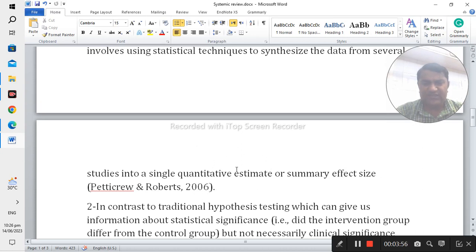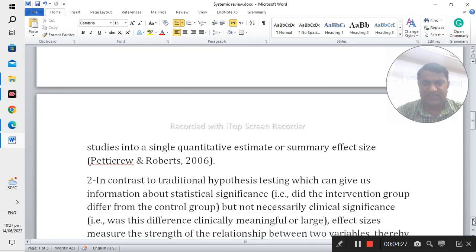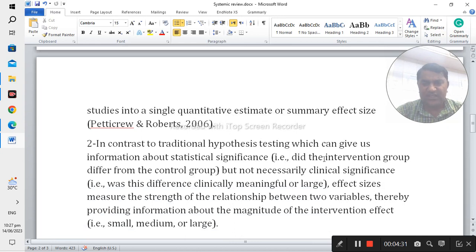Actually, this sentence can be elaborated, because the systemic review includes the summary of previous research studies of around 10 years, 20 years, or more than 20 years. In contrast to traditional hypothesis testing, which can give us information about statistical significance, did the intervention group differ from the control group, but not necessarily clinical significance? Was this difference clinically meaningful or large? The effect size measures the strength of the relationship between the two variables, thereby providing information about the magnitude of the intervention effect: small, medium, and large.